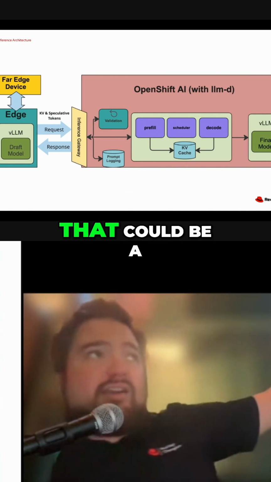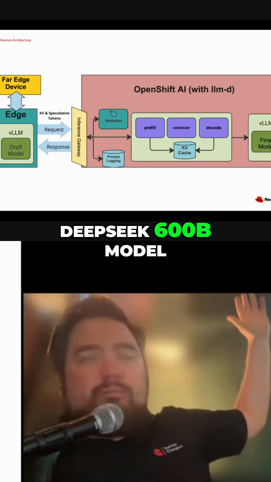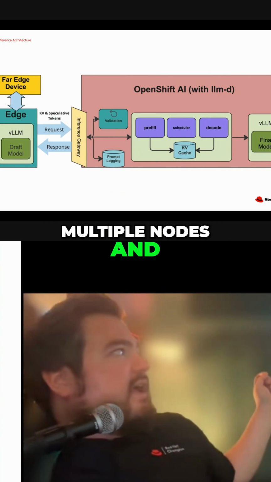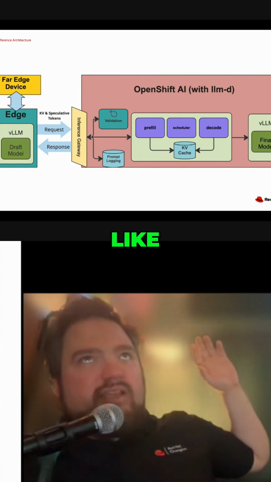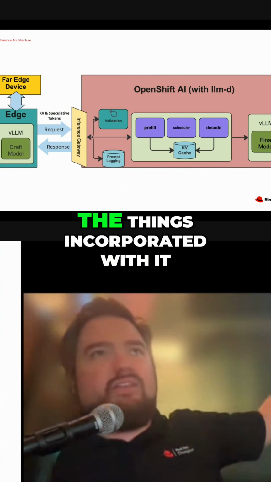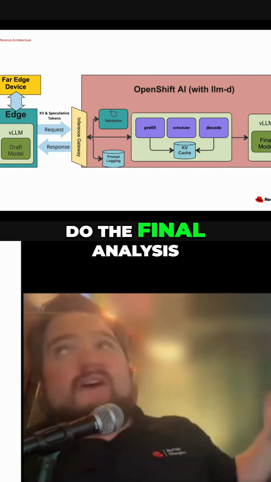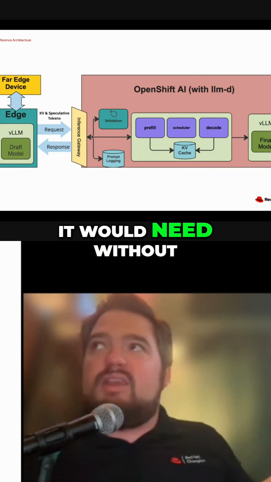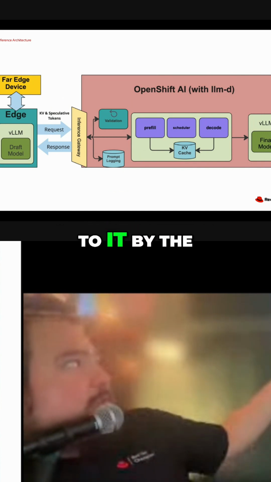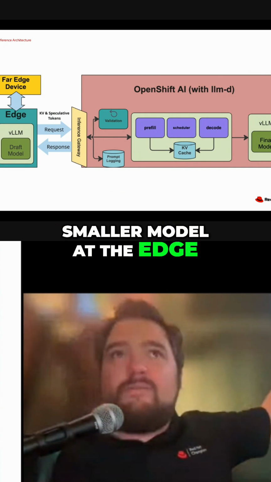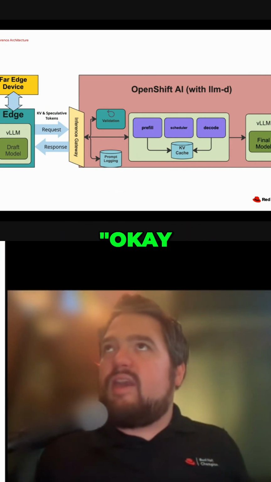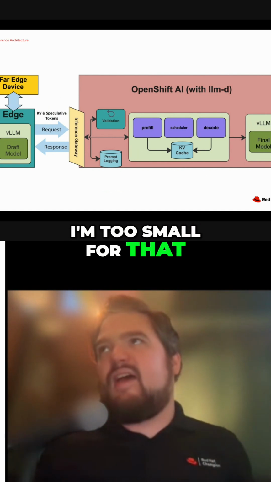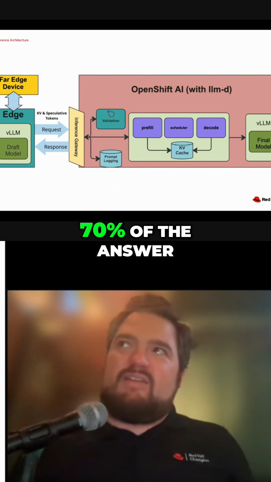On the LLMD side, that could be a DeepSeek 600B model, which is spread between multiple nodes and has multiple layers of KV cache and RAG and all the things incorporated with it. It does the final analysis, but still with 50% less of the compute that it would need without the TP provided to it by the smaller model at the edge. So it's sitting there thinking, okay, I can't get the exact answer because I'm too small for that, but I can give like 70% of the answer.